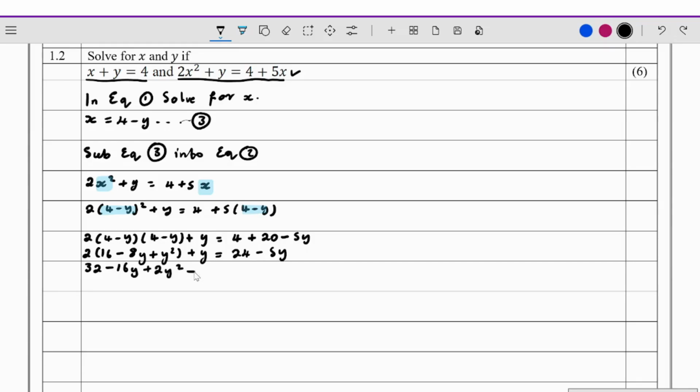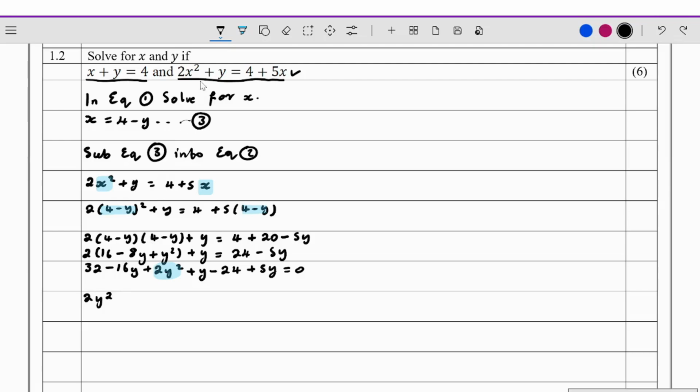Positive 2y squared plus y, transpose 24, it becomes negative 24. Transpose 5, it becomes positive 5y. Then everything must be equal to 0. Now let's start with everything that has a y squared. It's this one. I don't see anybody else that has a y squared, so we can proceed and put that in the front. So I'll have my 2y squared there.